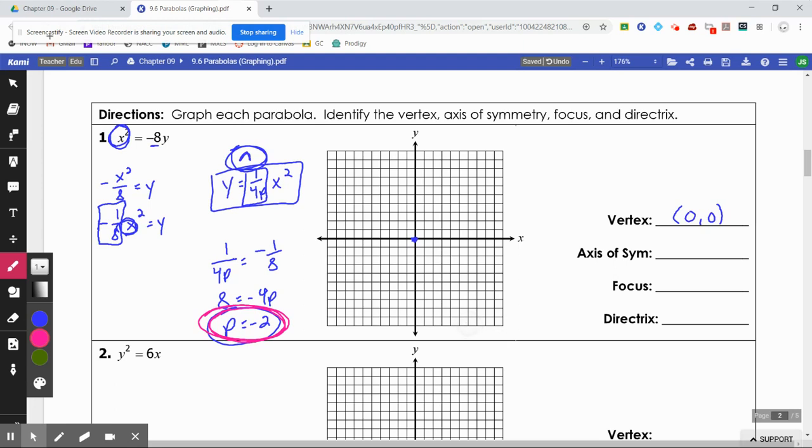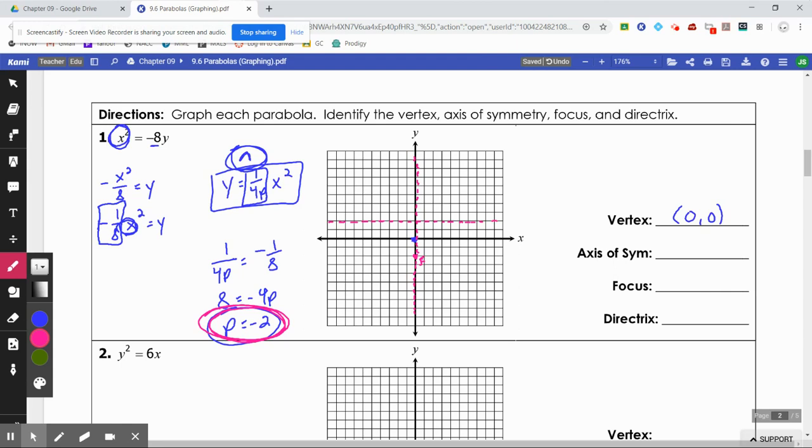Since it's a negative value, the focus will be here. You put an F there. The directrix will be up two, and it is a line. So your axis of symmetry it asks for also is going to be this line, which passes through your focus and is always perpendicular to your directrix.